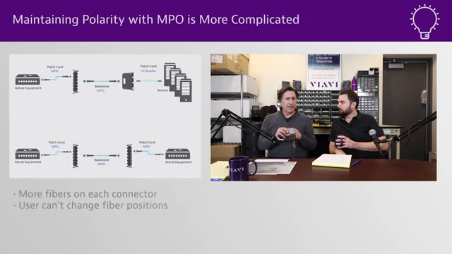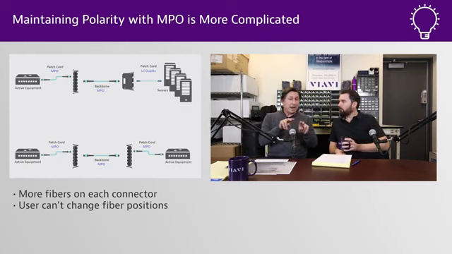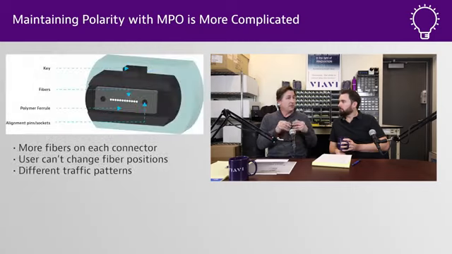With MPO, it just gets really complicated because I don't have one fiber on this connector and one fiber on this connector. I've got 12 or 8 or 24 fibers locked into position on a connector, and I can't change them. So with MPO, I may be putting different traffic down each pair on that 12 fiber. That 12 fiber MPO may be 6 separate channels, or it may be one that's talking on these 4 fibers and listening on these 4 fibers.